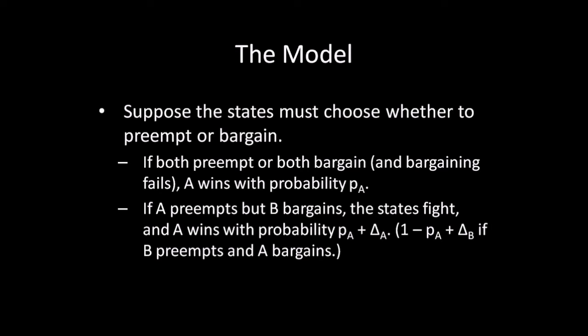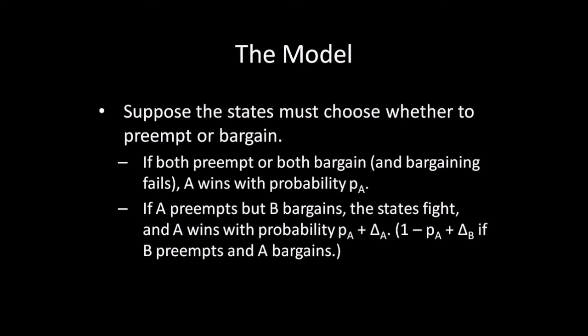So if both preempt or both bargain, and bargaining fails, then A is still winning with probability PA. So there's no advantage if we both attack at the same time, whether it's because bargaining broke down or because we never even tried bargaining. However, if A preempts, if A tries to launch a first strike against B and B is trying to bargain and so they're not prepared for this first strike, then the states will fight a war, and A is now going to win with probability PA plus delta PA, where this delta PA represents the additional probability of victory that A gets from striking first.